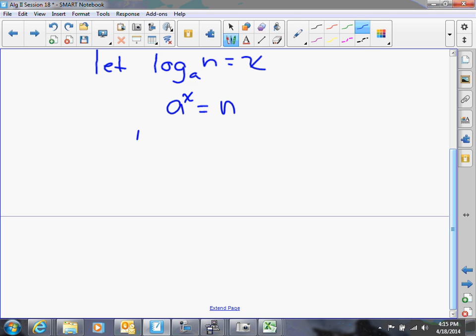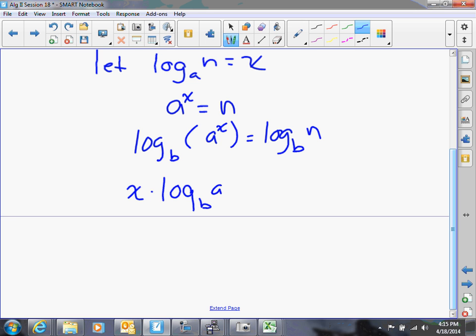I'm allowed to do that by the one-to-one property of logs. Log base b of a to the x equals log base b of n. But now I have a property of logs that says if I'm taking the log of a power, I can take the exponent of that power and put it out as a coefficient. So this is the same thing as x times the log base b of a. And that's equal to the log base b of n.